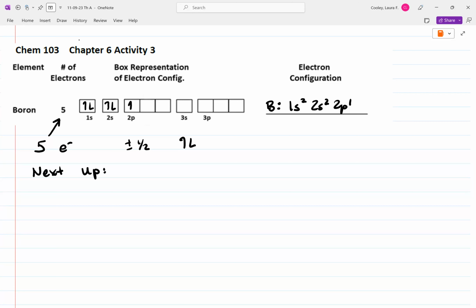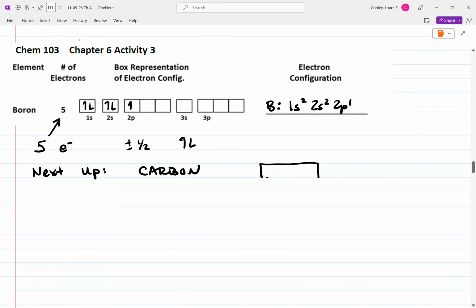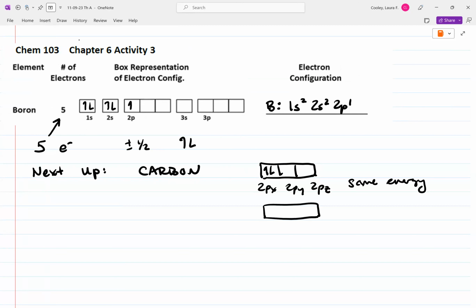Okay, so the next up is carbon. But already with carbon, we're going to run into a problem. Because remember, these 2p orbitals that you have here, they're the 2px, 2py, and 2pz. And they have the same energy. So am I going to put it in like this with one up and one down? Or am I going to put it in like this, one at a time? Or am I going to put it like this?